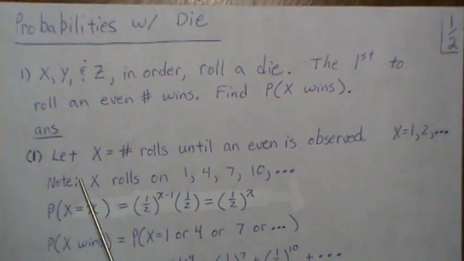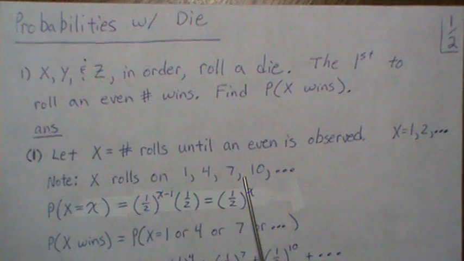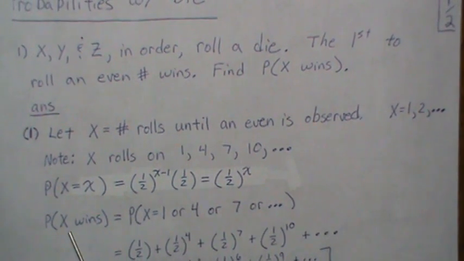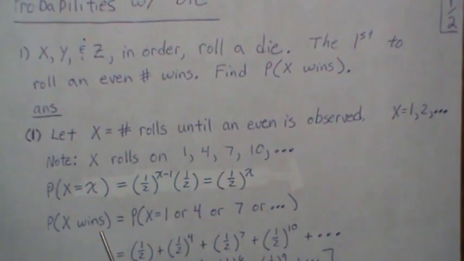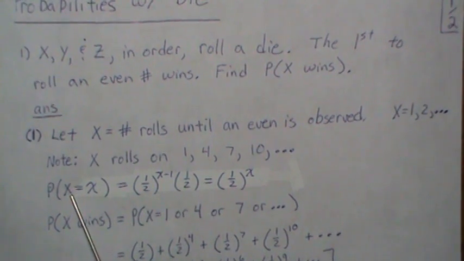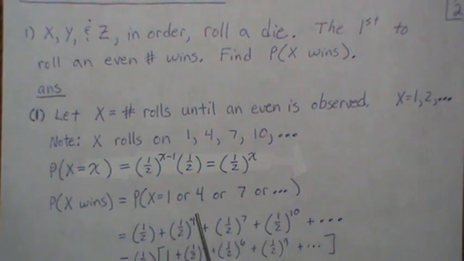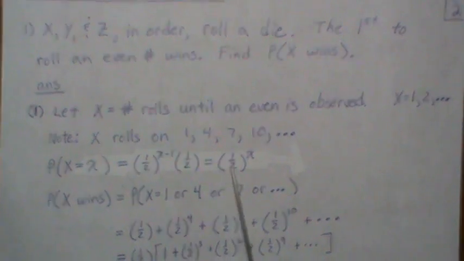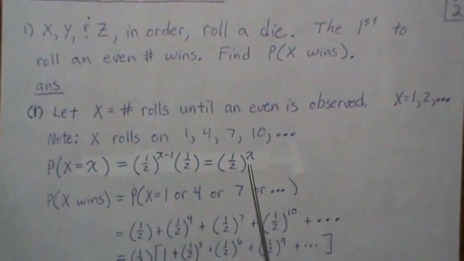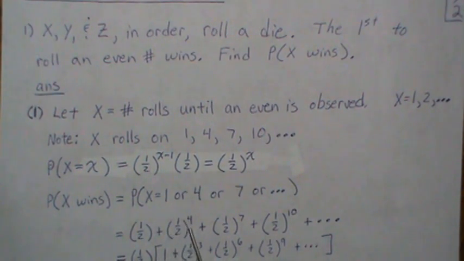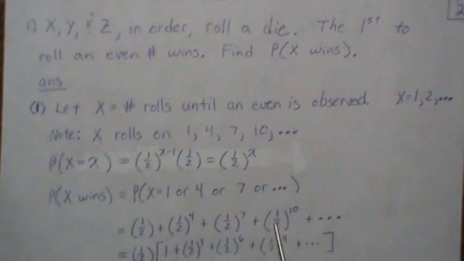So now, in order for person X to win, we need this random variable X to be 1, 4, 7, 10, etc. So it's the probability that X equals 1 or 4 or 7. And since this is the probability mass function, we just put in 1 here like that. And since it's or, it means plus. So then we put a 4 there, and then a 7, then a 10, and so on.